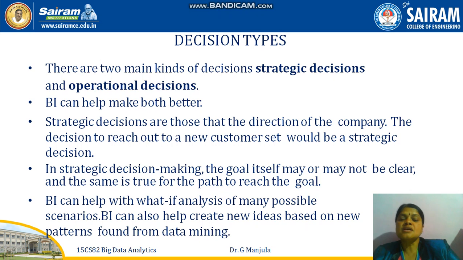Strategic decisions are the directions of the company, how the company has to move from the existing scenario to the upcoming years, or decisions that reach a new customer set. In another way, strategic decision making is where the goal itself may not be clear, and the path to reach the goal is also unclear. You can clearly say it is the vision of the company. To reach that vision, the different measures you apply and the implementation process you take are called operational decisions. Strategic decisions are the vision of a company, which is not so clear and is fully generalized.